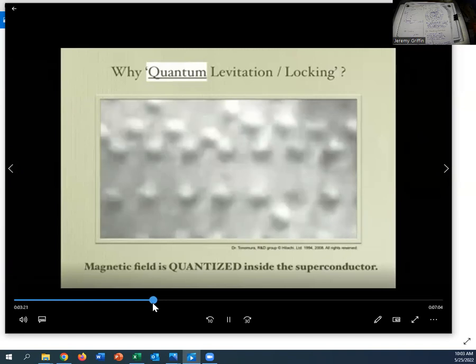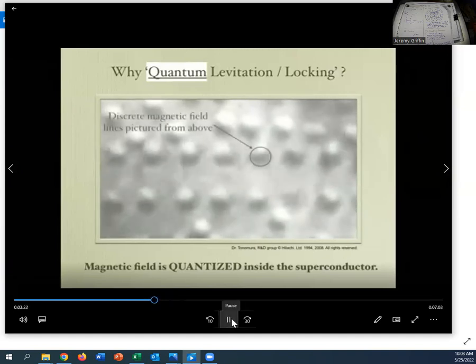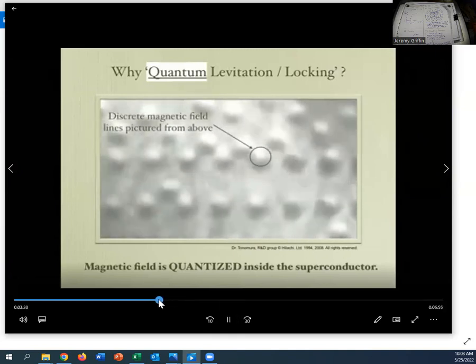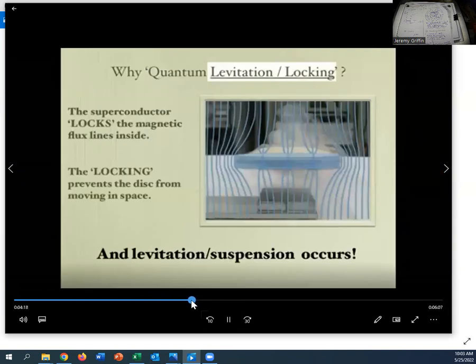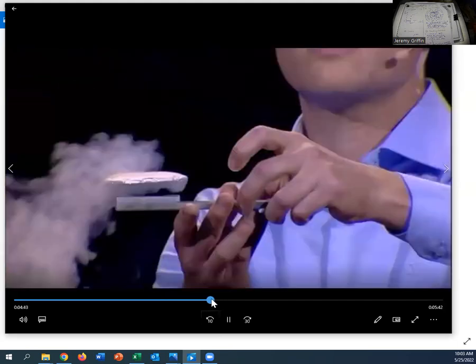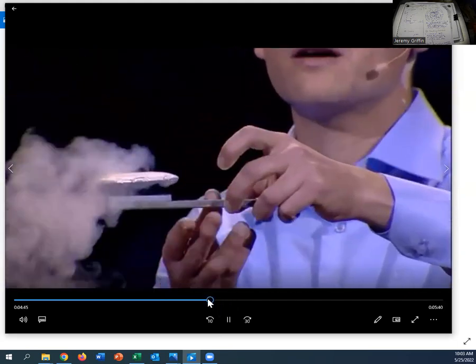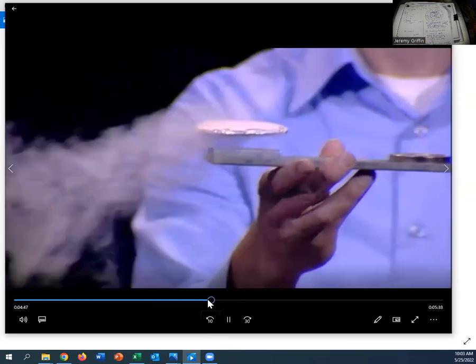And there's an image of them right there. Actually, it's a video. Look at those fluxons right there. Those are magnetic field lines. That's crazy, isn't it? Discrete, quantized magnetic field lines. Okay. And a superconductor will expel those lines, and then you can have this quantum locking where these superconductors you can lock in place. Right? Here we go. Oh, look at that.